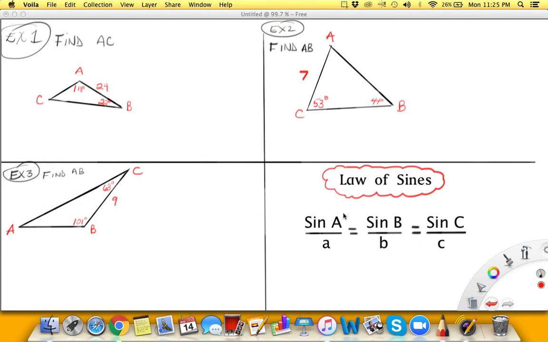So you must have two out of the three. So you can have either the first two, sine of A over A is equal to sine of B over B, or sine of B over B is equal to the sine of C over C, or you can have sine of A over A equal to the sine of C over C.